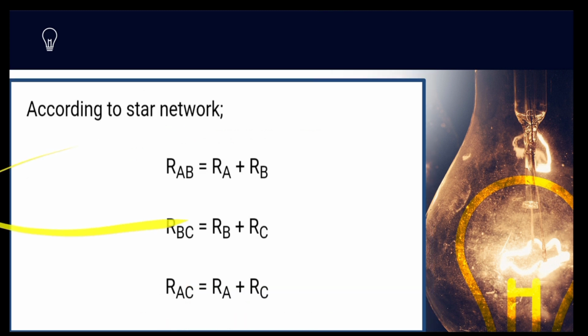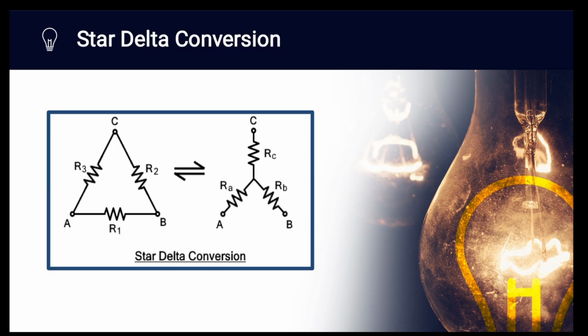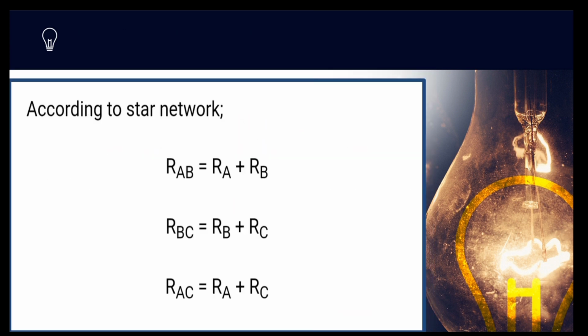Now, as we got RAB, RBC, RAC for the delta network, let us figure out the same values for the star network. For AB, just add these two. There won't be any effect of C. If you want RAB, just add RA plus RB. In a similar way, if you want between B and C, just add RB plus RC. If you want for A and C, just add RA plus RC. In this way we derive that RAB is equal to RA plus RB, RBC is equal to RB plus RC, and RAC is equal to RA plus RC.